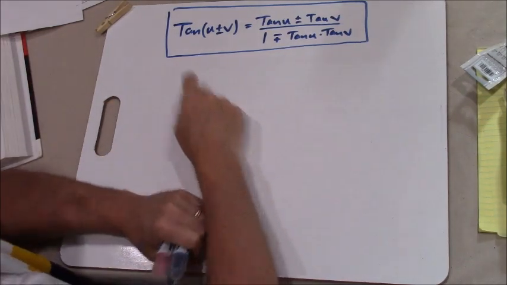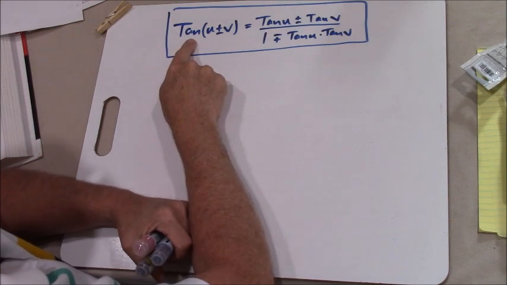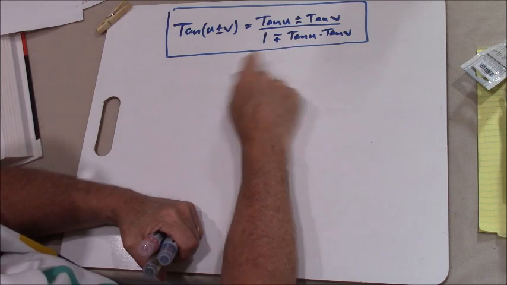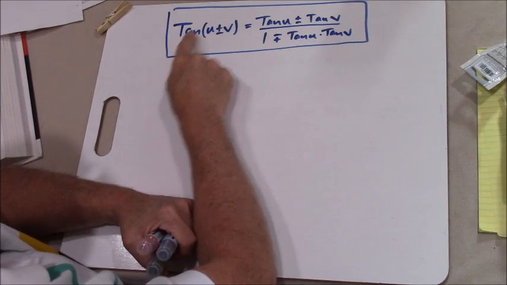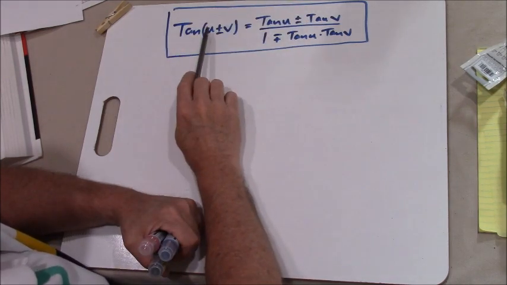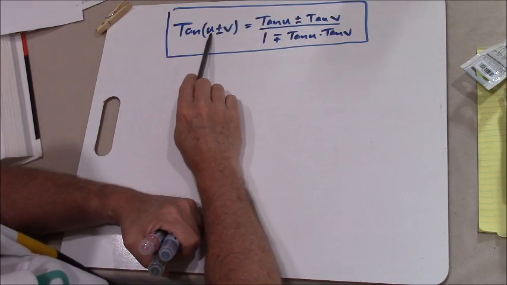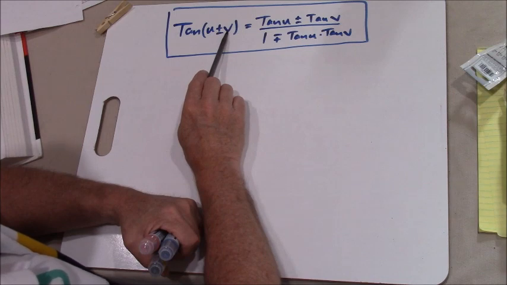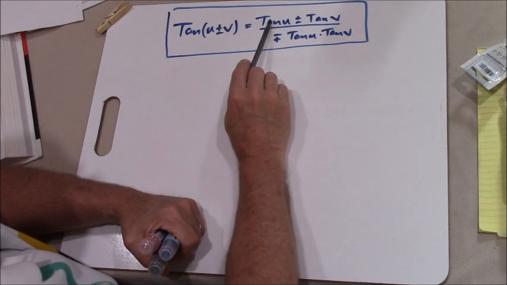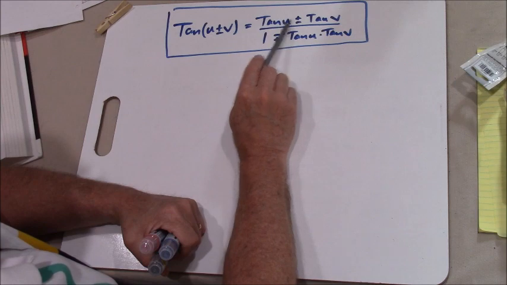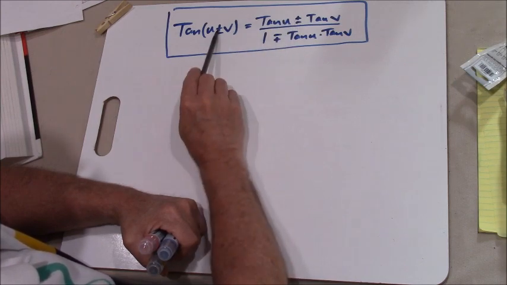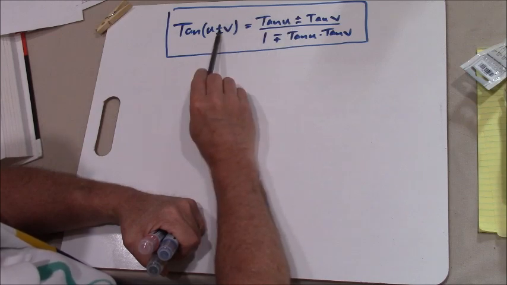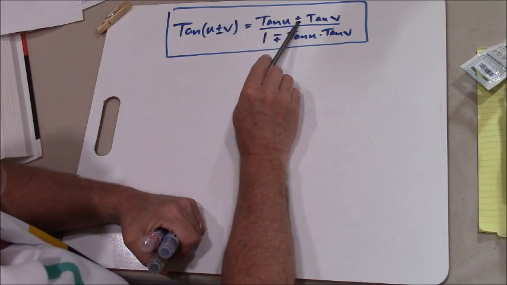So here's our sum and difference rule for the tangent, which is a little more complicated than the sine or cosine. So our rule here says if you're going to take the tangent of one angle plus or minus another, we'll just call them u and v, then what I need to do is take the tangent of the first angle plus or minus. Because this has the same orientation as this, whatever this sign is, this has to match, okay?